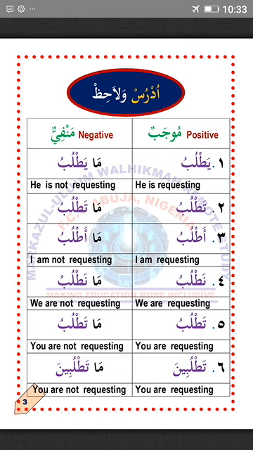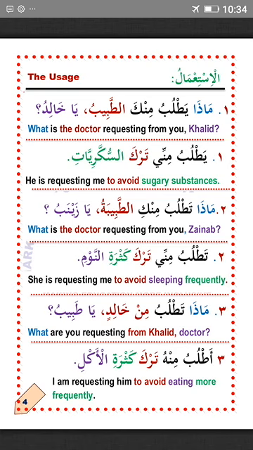Thalatha, number three. Atlubu, I am requesting. Ma atlubu, I am not requesting. Arba'a, number four. Natlubu, we are requesting. Ma natlubu, we are not requesting. Hamsa, number five. Tatlubu, you are requesting, talking to a single male person. Ma tatlubu, you are not requesting. Sitta, number six. Tatlubina, you are requesting, talking to a single female person. Ma tatlubina, you are not requesting. La'allaka fahimt. I hope you understand. MashaAllah.